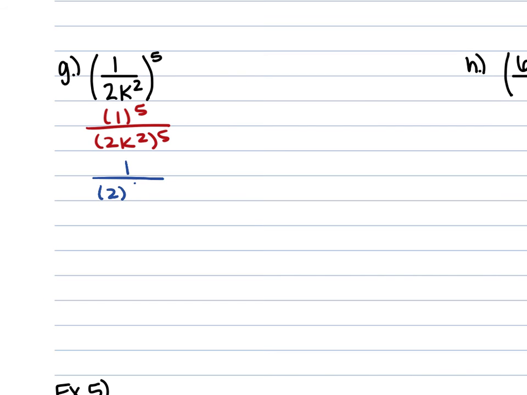We're going to have 2 to the 5th power as well as k squared to the 5th power in the denominator. So this is going to turn into 1 over 2 to the 5th power is 32. K squared to the 5th power, we multiply the 2 times the 5 to give us k to the 10th power. So it's just 1 over 32 k to the 10th power.